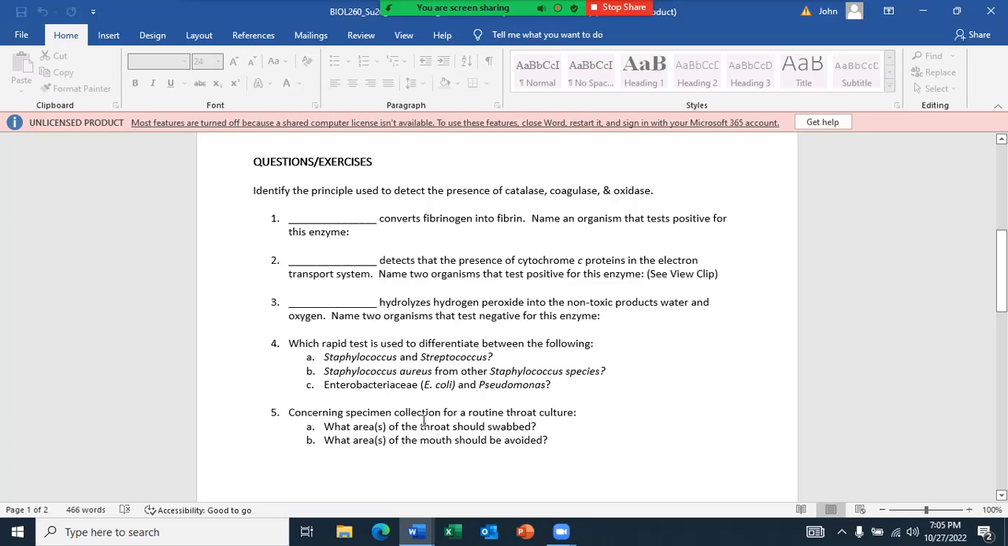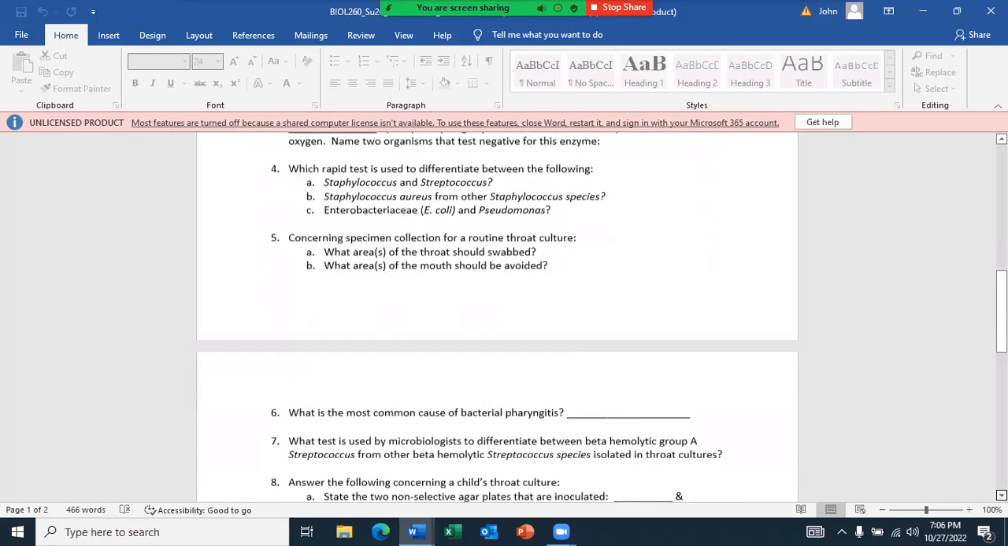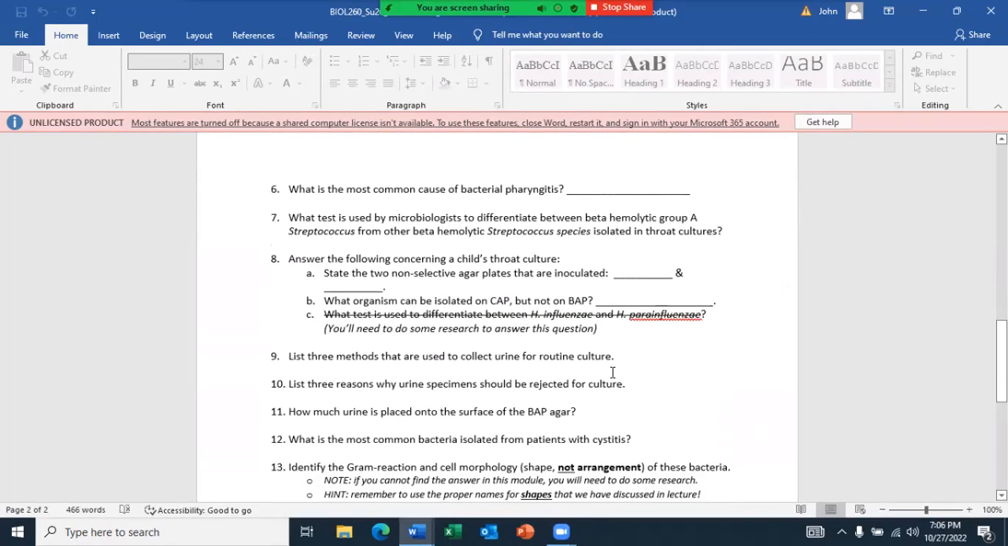And then 5, concerning specimen collection for a routine throat culture, what areas of the throat should be swabbed? What areas of the mouth should be avoided? What is the most common bacterial cause of pharyngitis? That's a sore throat, and you must state a bacterial cause, because obviously the most would be all viruses, but we're talking about what's the most common bacterial cause of a sore throat.